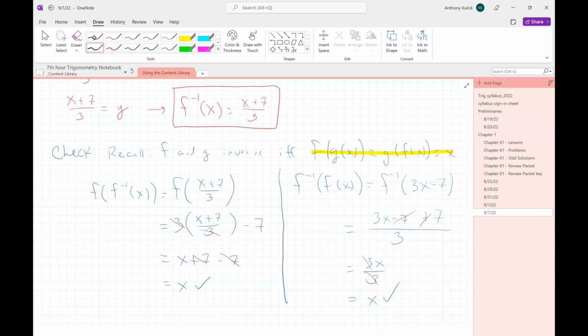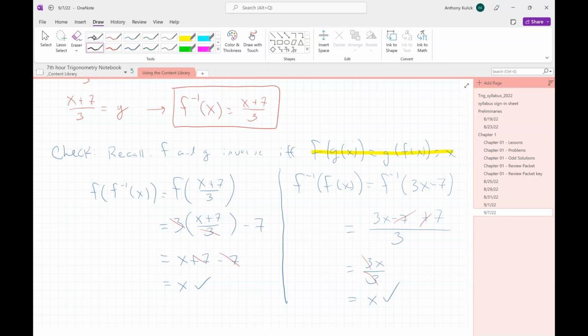Everybody cool with that? Do you have to do this? Not unless you're asked to by the direction. But I believe there are some problems in the homework where I give you two functions and ask you to show me that they're inverses. This is the process you should do.